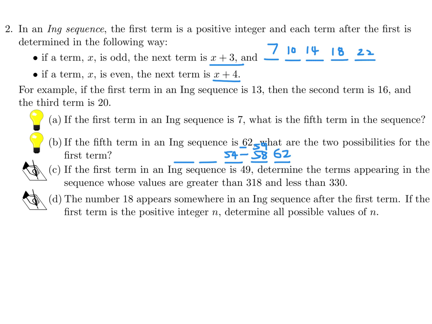Because if it was 56, you would add 3, but 56 is even. And if it was 55, that's odd, and you would go up to 58. So this is not possible. So I guess the only thing that's possible is the 58. This would be 50. And then the first term could be 46, but it could also be 47. Yeah, so you just have to really understand those 2 points, and that'll allow you to get 46 and 47 as the first term.